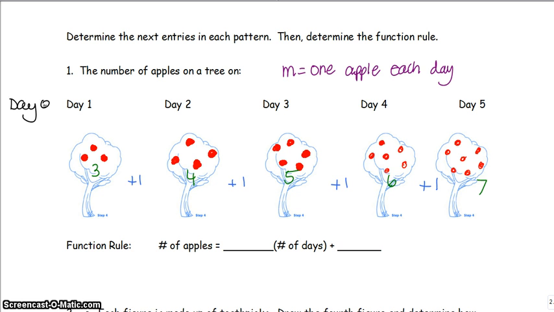Now, one issue we're going to have, and don't freak out about it, is that sometimes day 0 isn't realistic. It may not exist. It's only there for the function rule purposes. But you know that if you get a negative number of apples, that's not part of the real world. But it has to be there for the equation. So if I were to work backwards, on day 0 I would have 2 apples, and that would be our starting point.